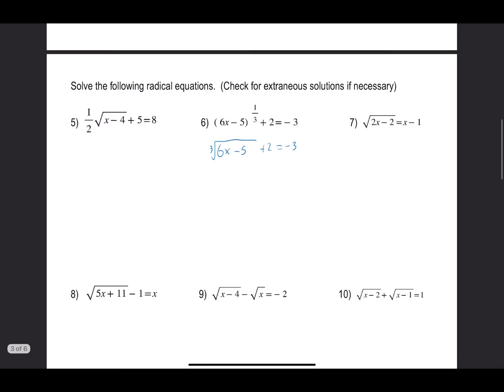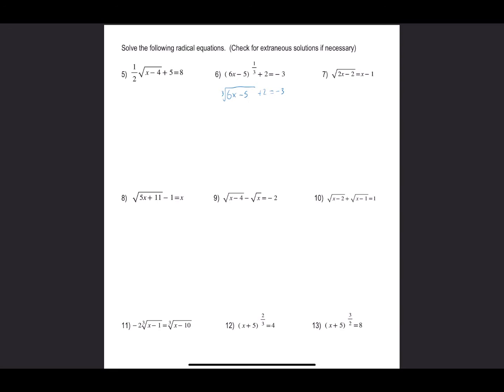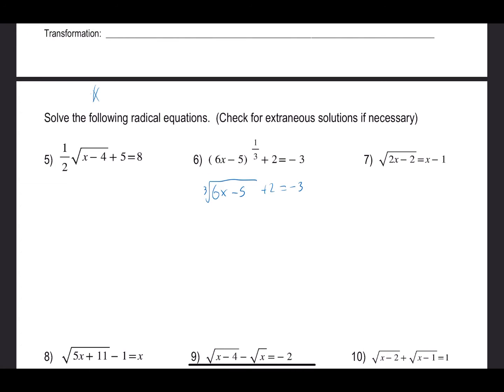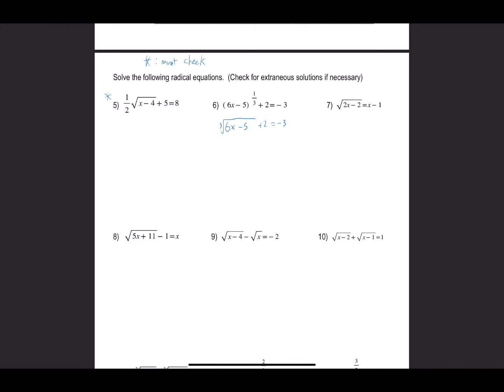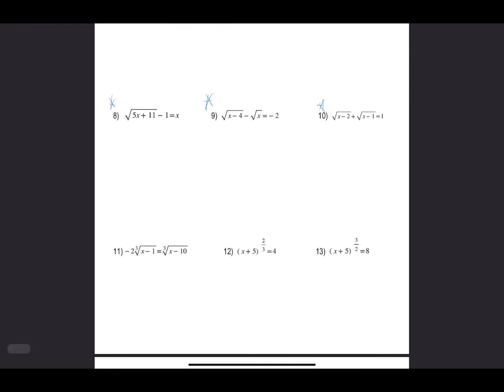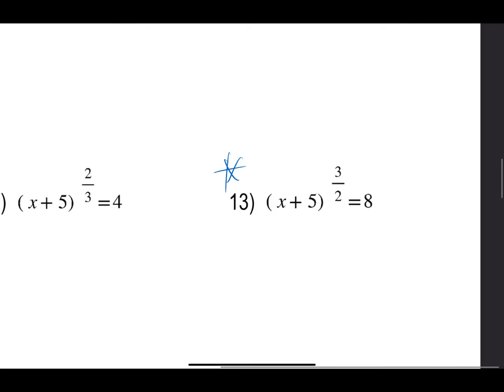Okay, back to this page. Why does that matter? I could right off the bat tell you which of these problems you actually have to check and which of them you don't. 5 square root, 7 square root, 8 square root, 9 square root, 10 square root, all of these have to be checked. So if I use an asterisk for must check, then you have to check 5 because it's even, 7 because it's a square root, it's even, 8, 9, 10, and 13 because this is the 3/2 power.